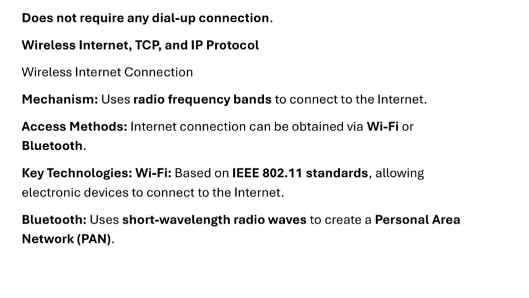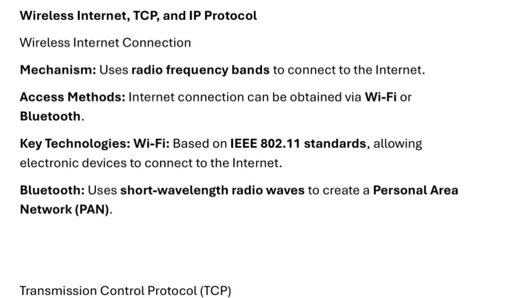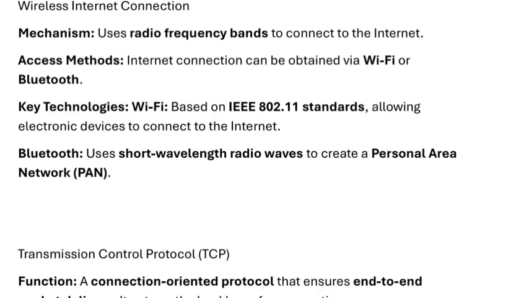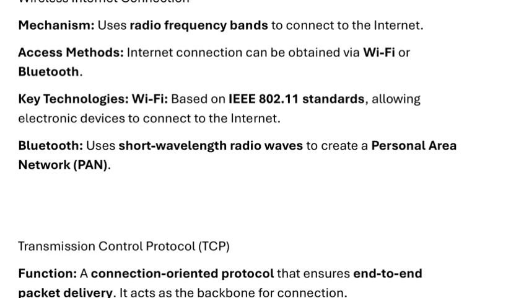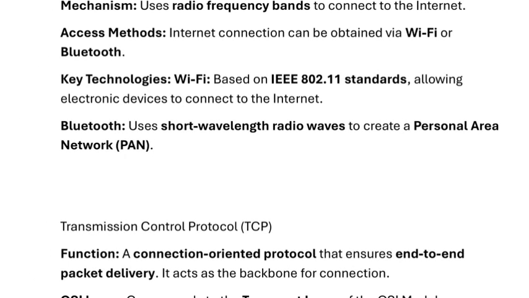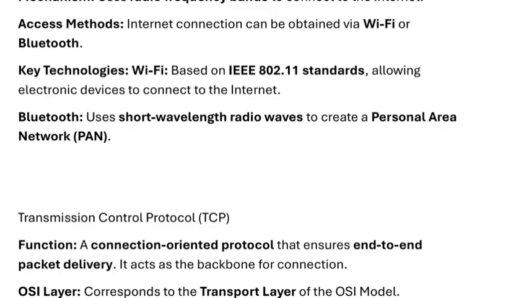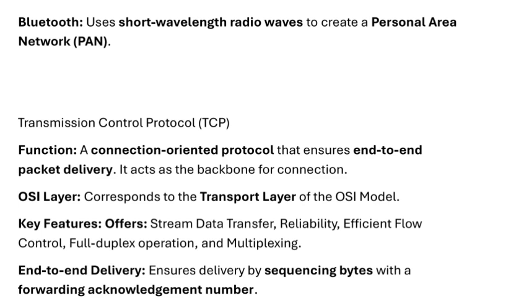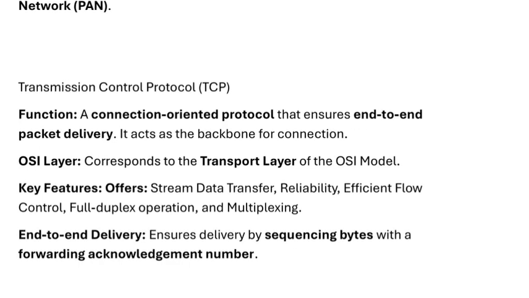Wireless Internet Connection Mechanism: uses radio frequency bands to connect to the Internet. Access methods: Internet connection can be obtained via Wi-Fi or Bluetooth. Key technologies: Wi-Fi, based on IEEE 802.11 standards, allowing electronic devices to connect to the Internet. Bluetooth uses short wavelength radio waves to create a personal area network (PAN).